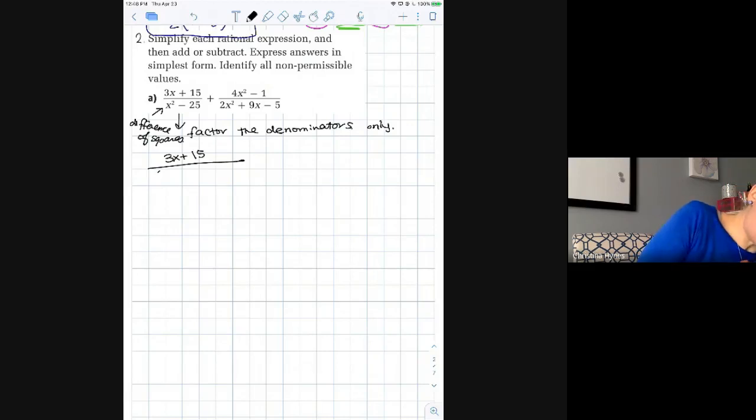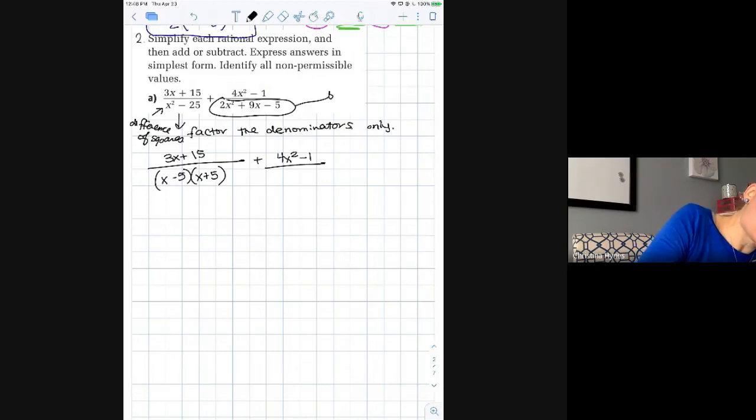So what you want to do is you want to factor it as x minus 5, x plus 5. Adding with, again, the numerator, the top, you don't touch. Leave it as it is when it comes to adding and subtracting. But you want to factor this guy right here.